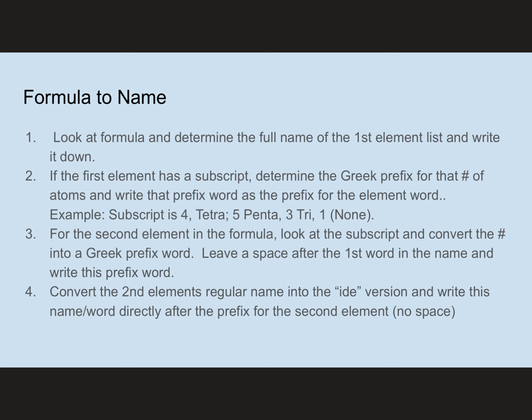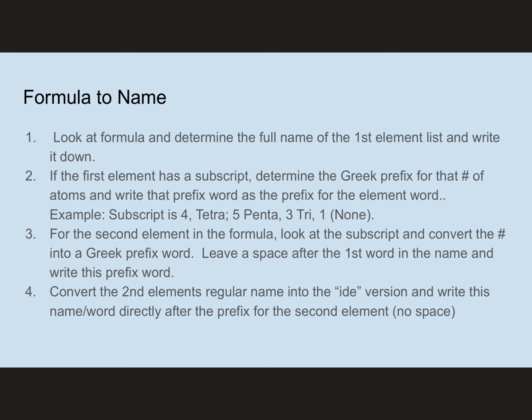Now it's quite simple to go the other way. You have a formula and now you want to write the name. So it's just the reverse process. You just break it down just as you did before, except now you're going to be writing words instead of chemical symbols. So look at the formula and determine the full name of the first element, and then write it down.